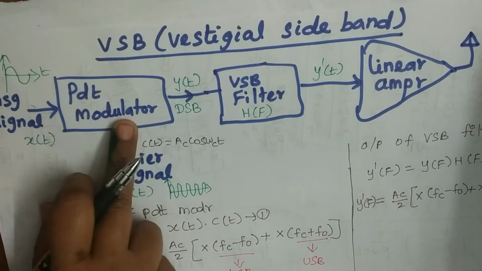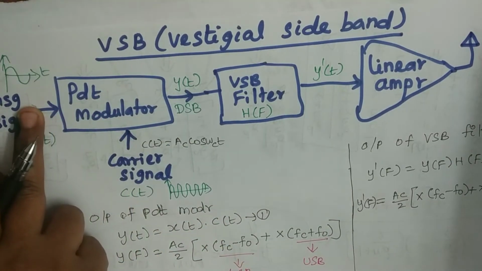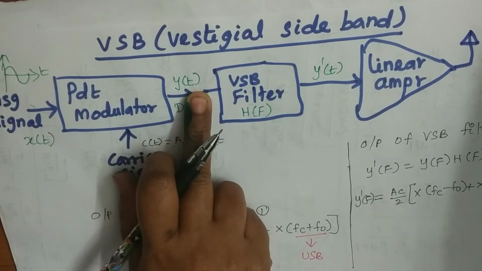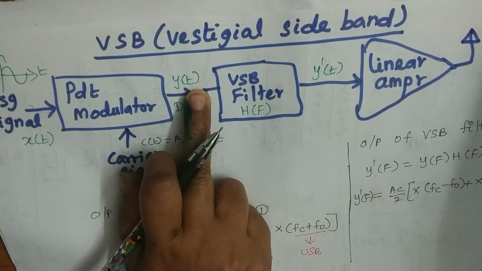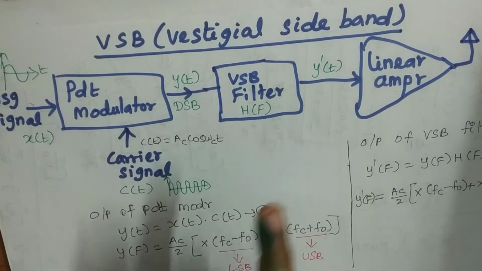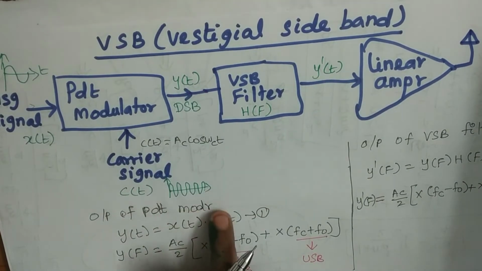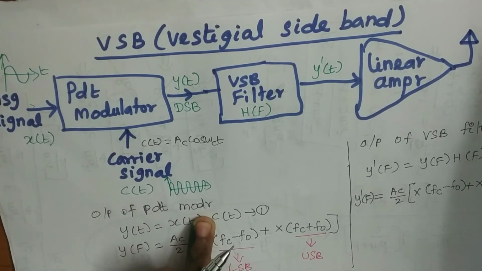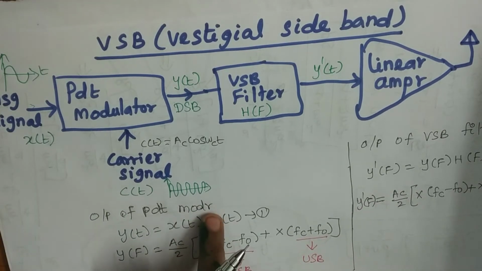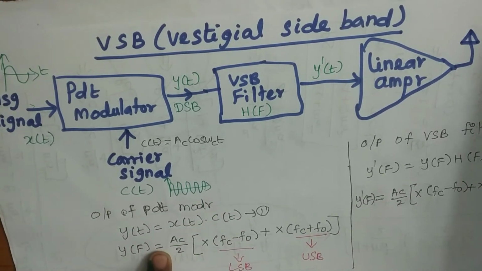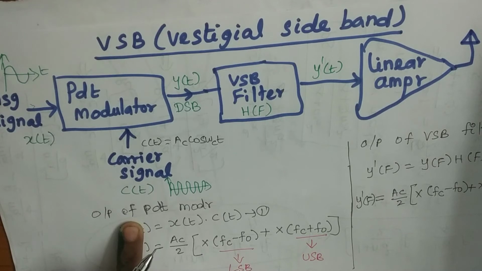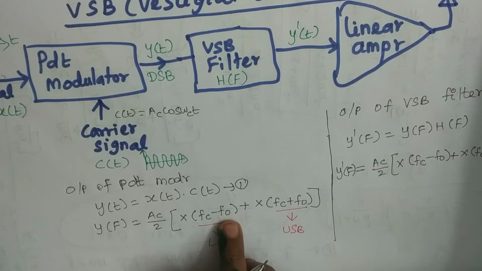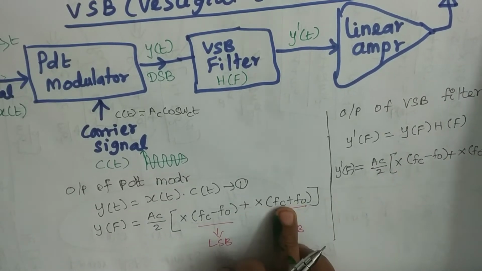So the product modulator will multiply the message signal and carrier signal. The output of the product modulator is y of t, which is nothing but the double sideband signal. So y of t is x of t into c of t. In frequency response form, the output equation is Y of f equal to Ac by 2 [X of f minus fc plus X of f plus fc].